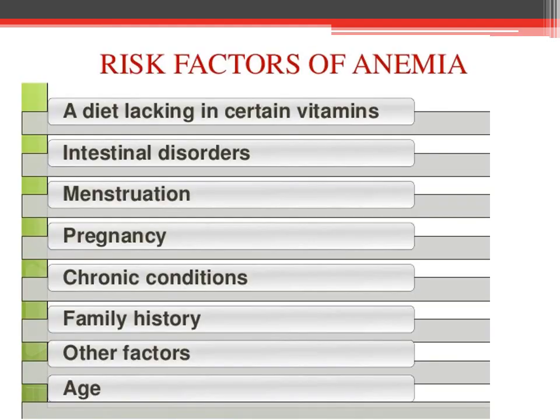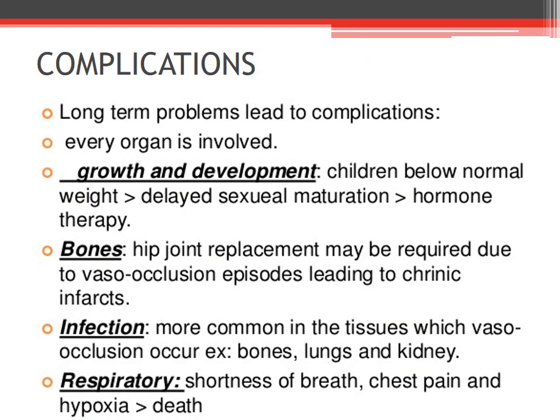What are the risk factors of anemia? Basically, a diet which lacks in vitamins, intestinal disorders, menstrual problems, pregnancy, chronic conditions, and as I mentioned to you, any other kind of diseases or malignancies can also result in this particular condition. Family history, because it is definitely hereditary and genetic oriented. And other factors, meaning other ailments or disorders in the body related to kidney functioning, and age is also one of the most important factors. And even in this, stress as well as obesity will also play an important role, as always. And these are the main risk factors of anemia.